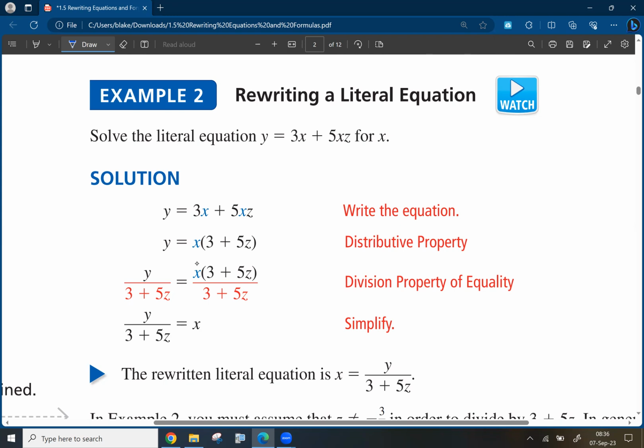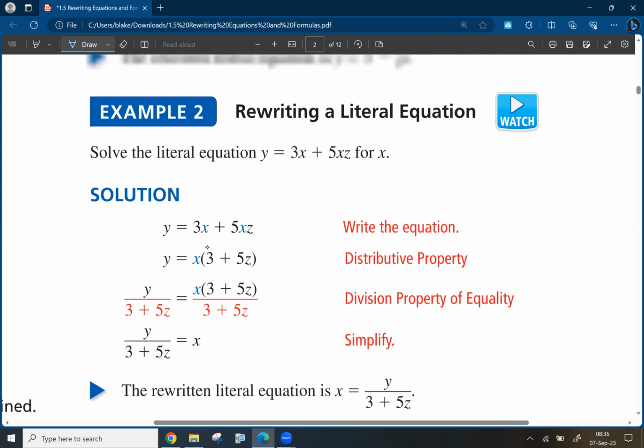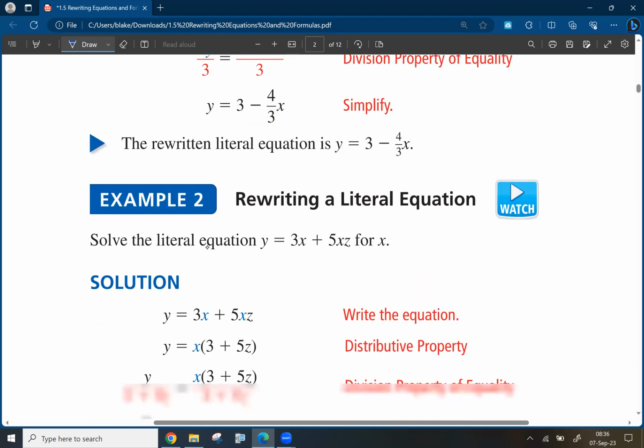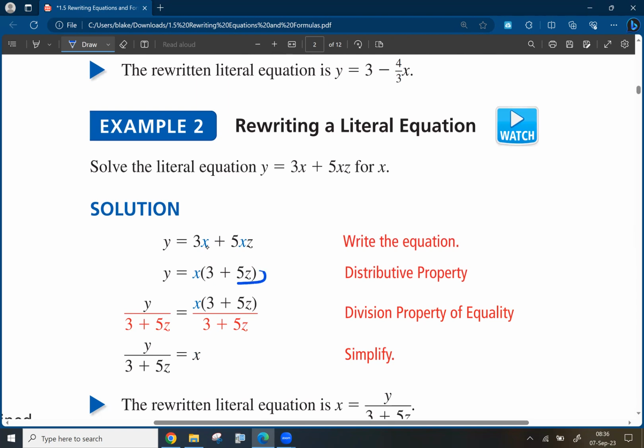The opposite effect. At this point, the x is sort of by itself, but you have to get rid of this 3 plus 5z. Just like the 3 on the y before, how this 3 is being multiplied to y, it's 3 times y, and we divided. Well, this is being multiplied to x, so you can divide that whole chunk. It's in a parenthesis group, so you can divide the whole chunk. You can divide by 3 plus 5z. That whole thing is being multiplied to x, so therefore that whole thing can be divided. And so you can see they divide it on the other side as well.